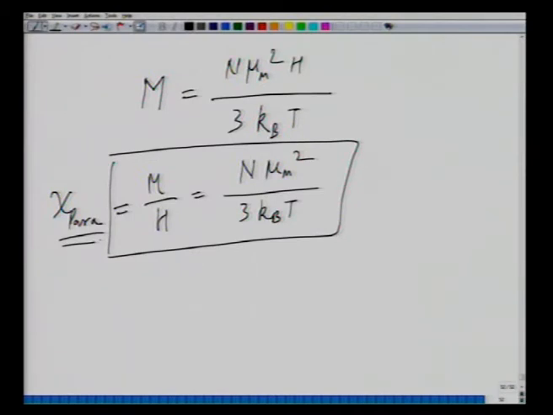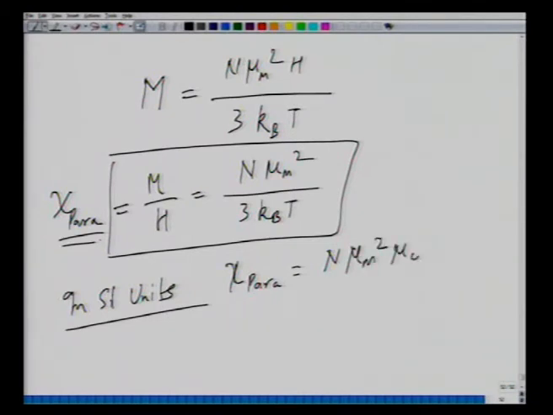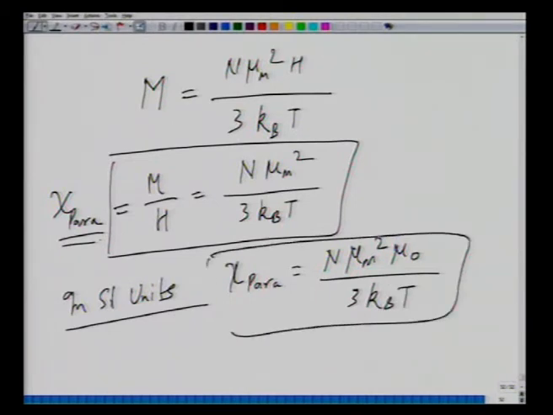If you put that in SI units, chi para will be equal to n mu m square mu naught divided by 3 k B T. Again, you can see that this is the origin of the C by T nature of this paramagnetic susceptibility. So this is a very important expression that we have derived for paramagnetic materials, having inverse temperature dependence of susceptibility.